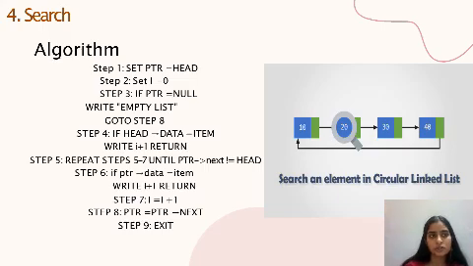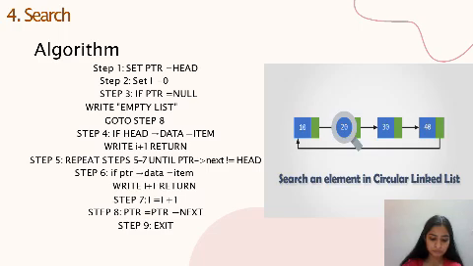Step 5, exit. So this is how we'll display the circular linked list. For the search algorithm, step 1, set ptr is equal to head, means we start at the head node. Step 2, set I is equal to 0, means position counter. Step 3, if ptr is equal to null, means the list is empty. Write empty list and directly go to step 8.